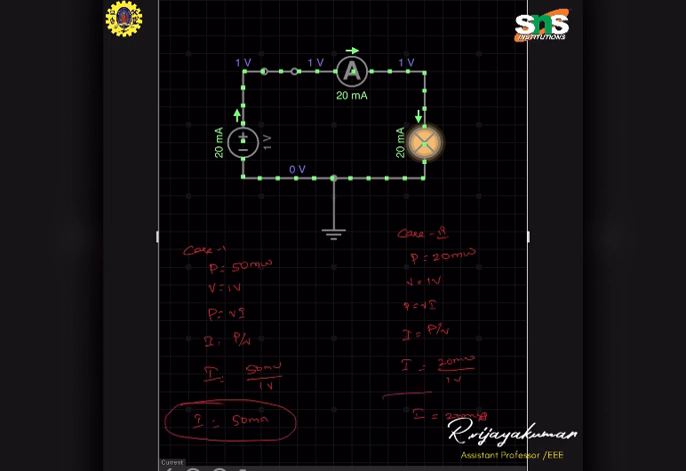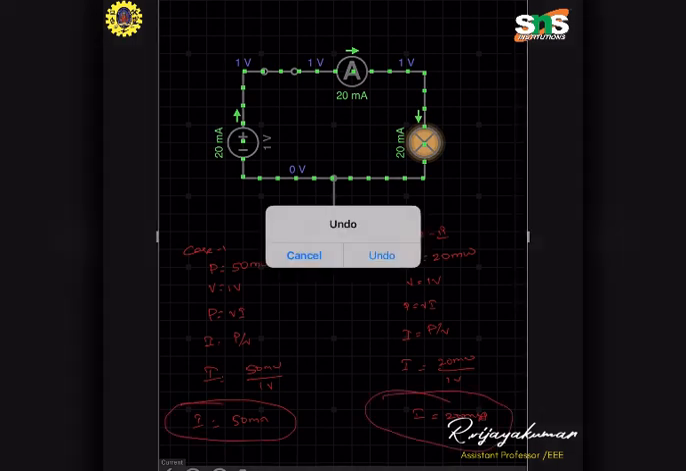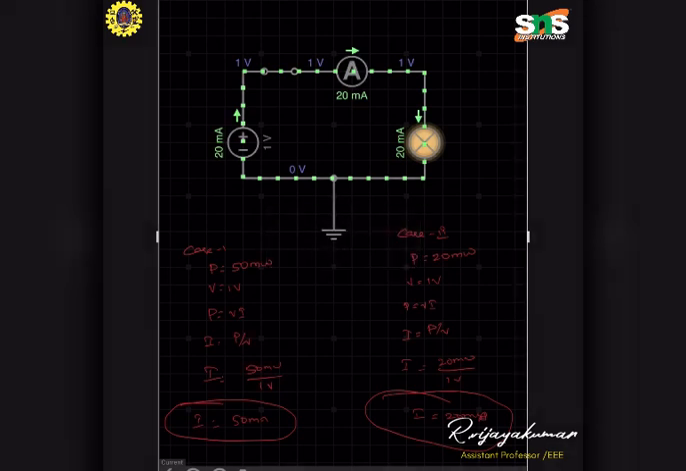So see here, in this condition I am not changing the value of the power supply. The power supply is the same, the same 1 volt, and I am not changing the ammeter. The ammeter is the common thing. It is a measuring instrument, and it is going to measure the ampere rating. I am also not changing the ground. Only the load segment is going to change.